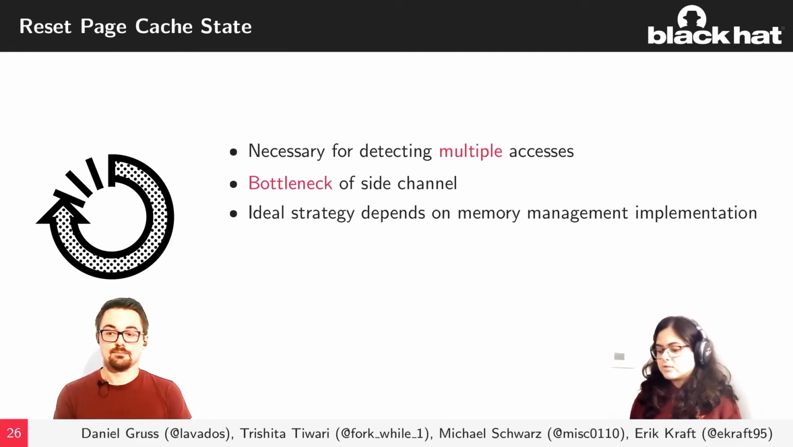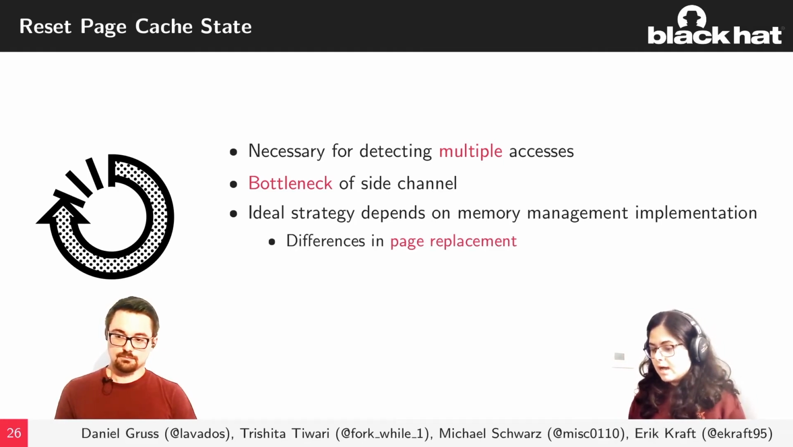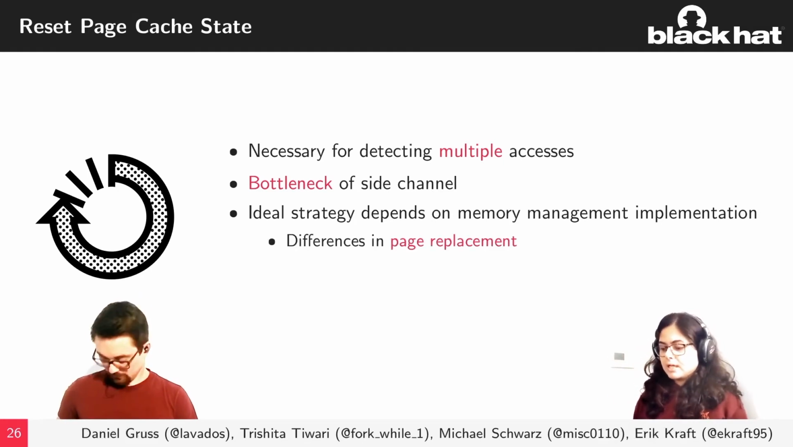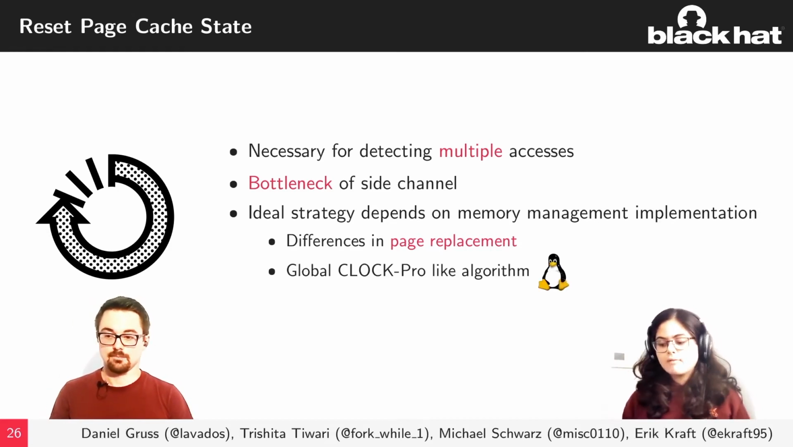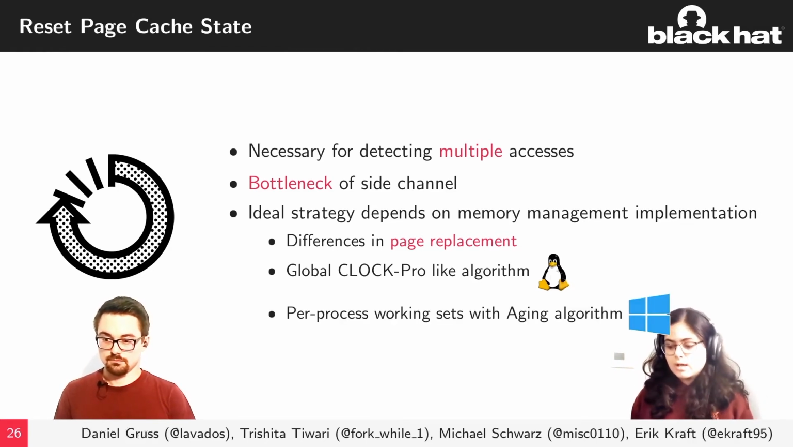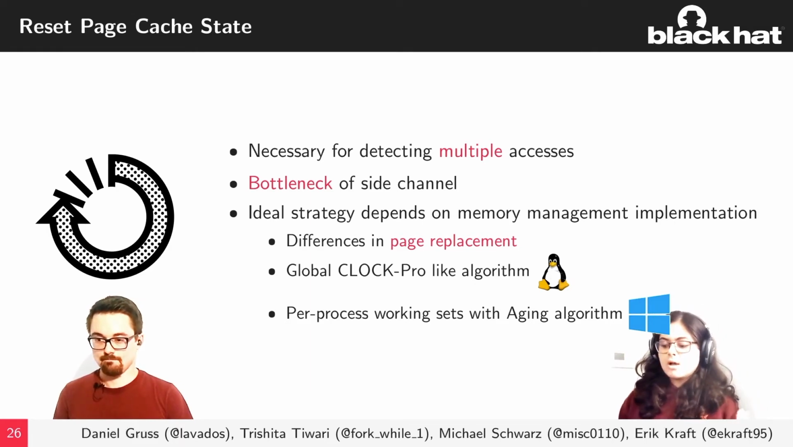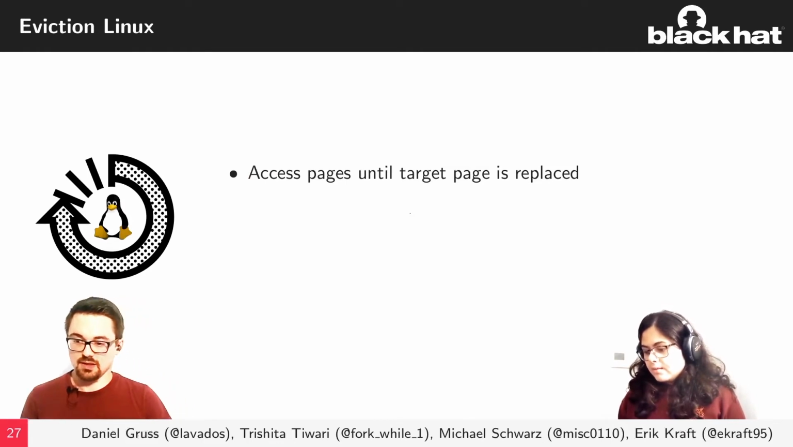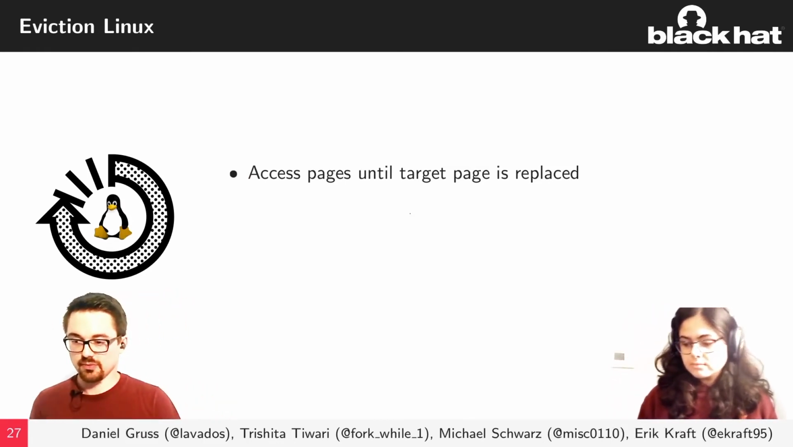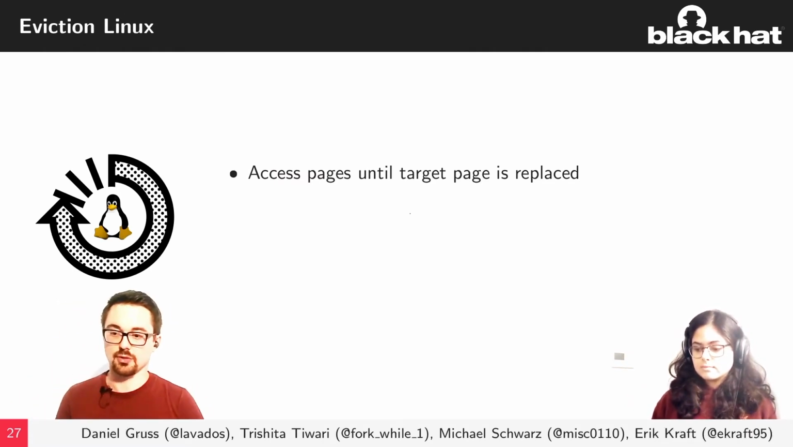The ideal strategy depends on the memory management implementation, and there are differences in page replacement policies across different systems. For Linux, you have a global Clock-Pro-like algorithm. But for Windows, you have a different kind of replacement process, where you have a per-process working set with an aging algorithm. As these page replacement algorithms are different, our approaches are also different. Now let's start with the Linux approach.